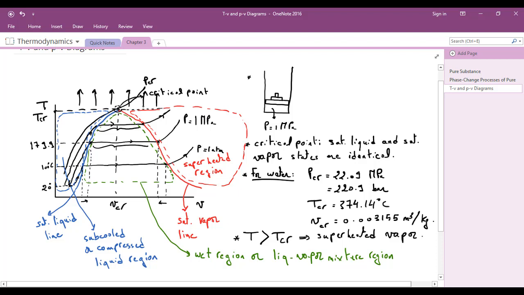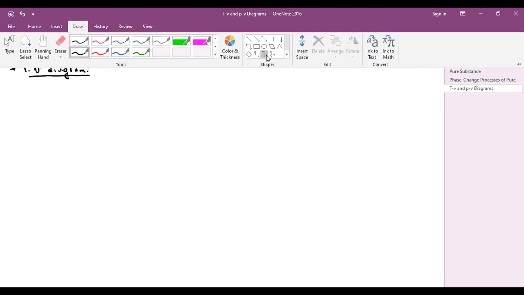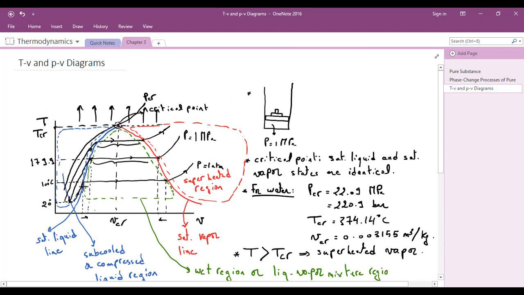So now we will talk about the PV diagram. The shape of the PV diagram is much like the shape of the TV diagram. However, in the PV diagram, we will obtain lines of constant temperature instead of lines of constant pressure. As you can see in the TV diagram, the lines here are lines of constant pressure, so they have an increasing path, or an upward trend.